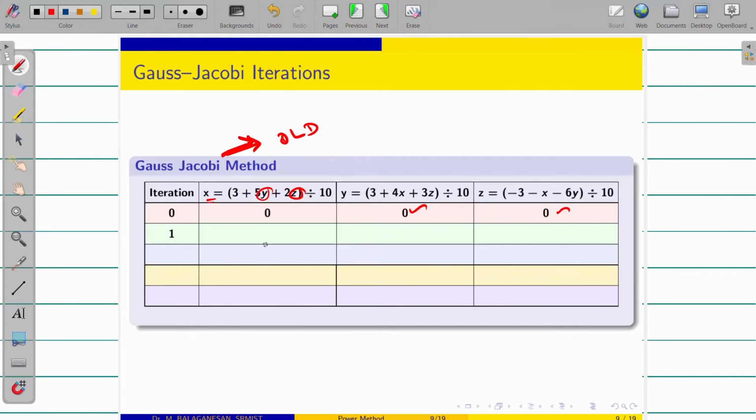What is old values? I have to find this value now. So which values I have to take? Old values means the previous iteration values. That is what old values are. For Gauss Seidel, I will take recent values, new values or recent values, whatever is available there. I will tell you later, no need to be confused now. So I have to take old values.